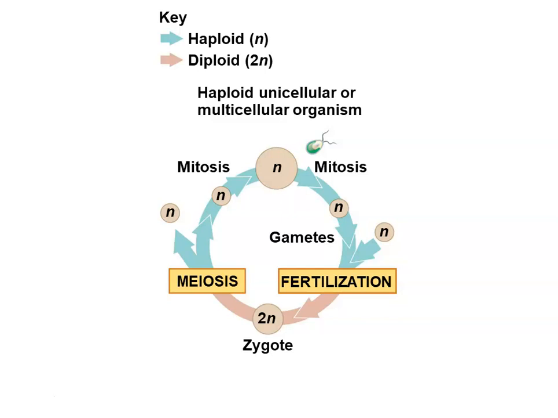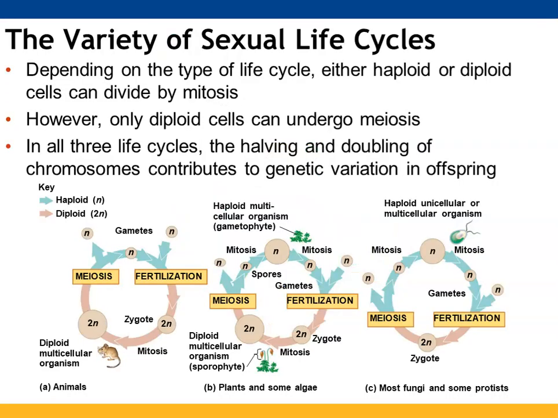You're going to have your zygote. That diploid zygote undergoes meiosis to produce haploid cells that are able to replicate via mitosis to produce that haploid organism, either unicellular or multicellular. So depending on your life cycle type, you can have haploid and diploid cells divide via mitosis, but only the diploid cells are capable of undergoing meiosis, because that's when your chromosome number is being reduced.